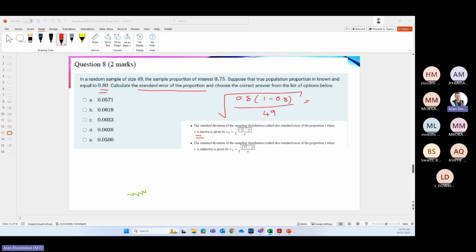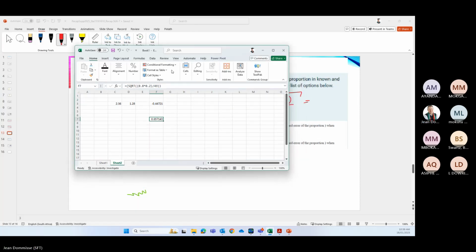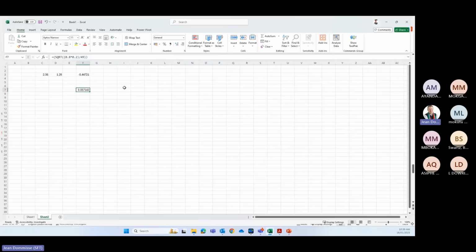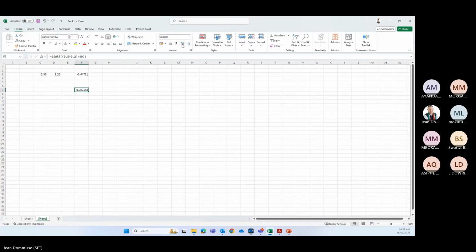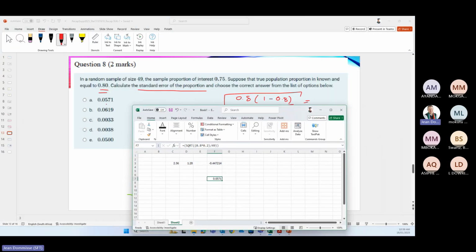0.8 times 0.2 divided by 49. Okay, so I get that answer, and let me just quickly round it off. Okay, so there it is, 0.0571.